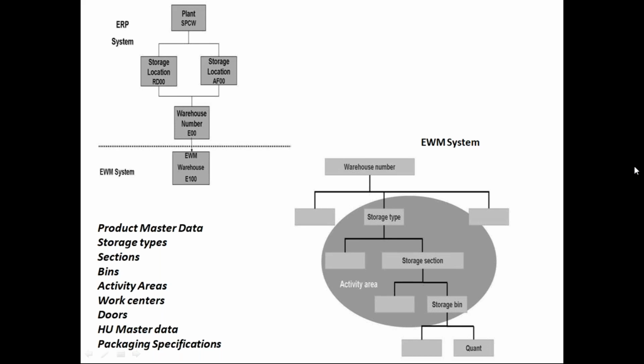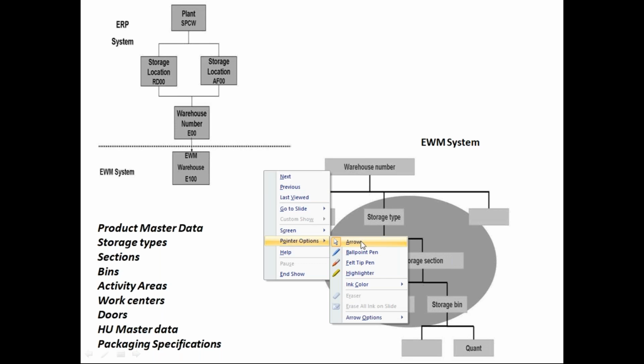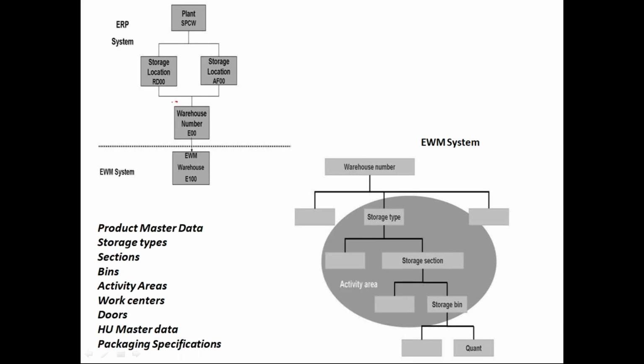Now the point is, plant and storage location are assigned to a warehouse number, which is called the intermediate warehouse number in case of EWM. So we need to have an intermediate warehouse number here. Plant and storage location will be assigned to the warehouse number. This intermediate warehouse number is just a shell. Shell in the sense that you don't need to copy any dependent data.